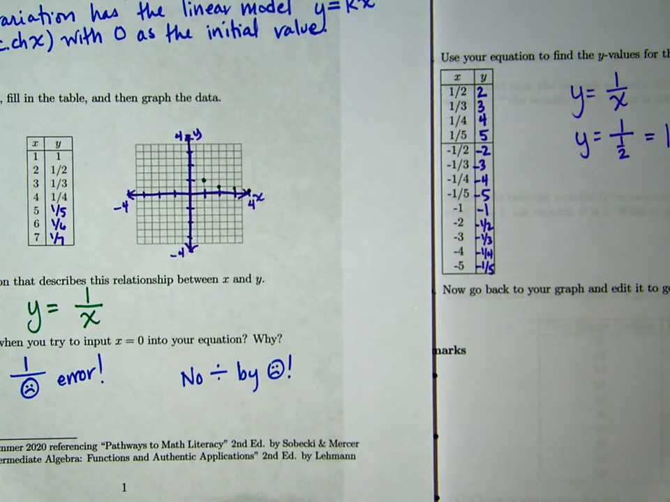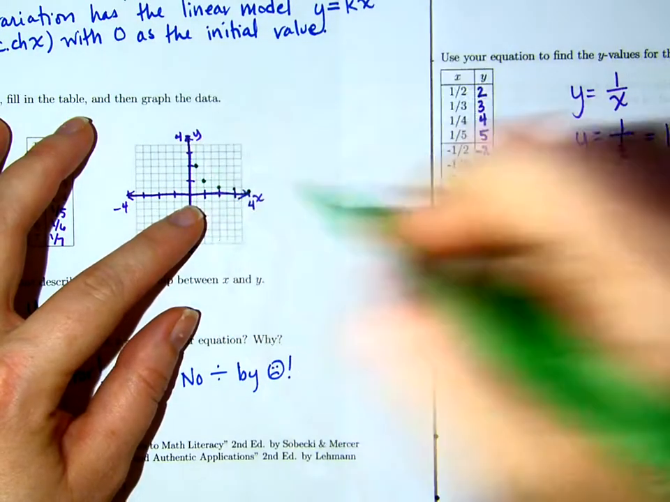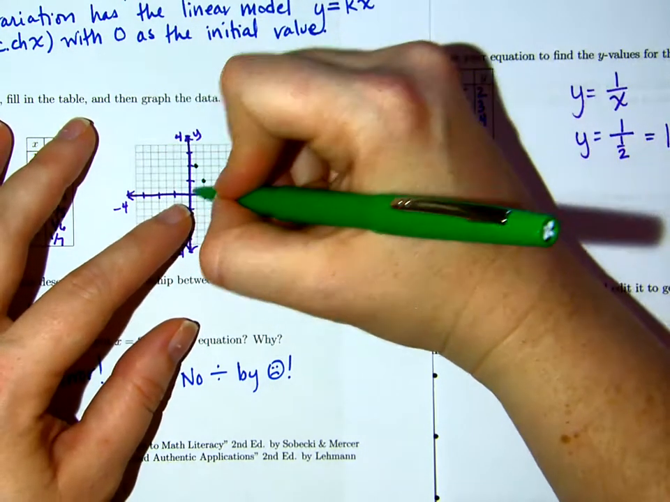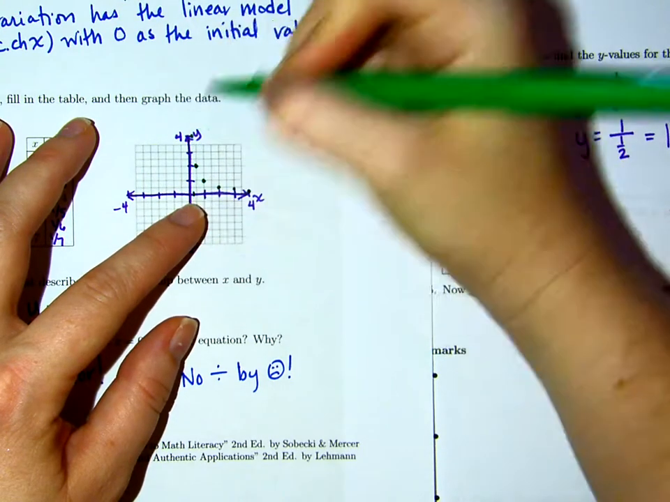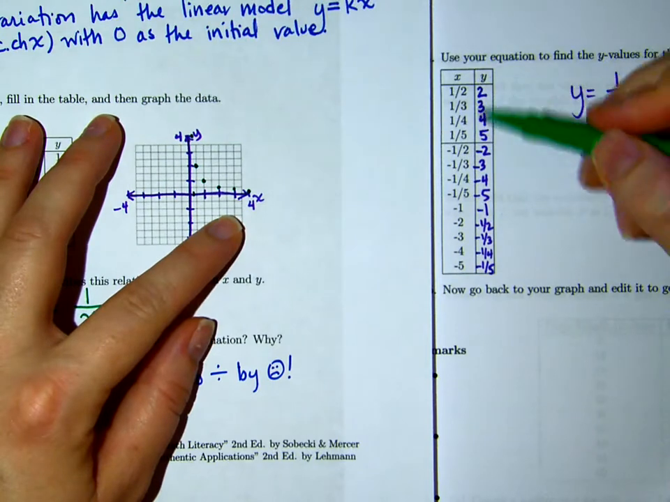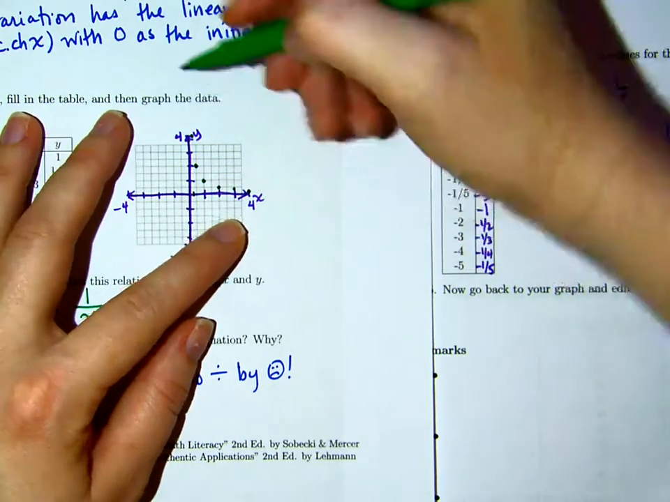Let's plot these points. So at 1/2, it's at 2. And at a quarter to the right, it's 4 up. So a quarter to the right, 4 way up here. Whoa, I see. So it's actually going up and up and up. So it's actually not hitting the y-axis, it's just going really high.